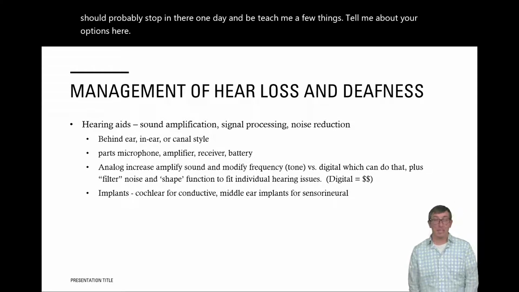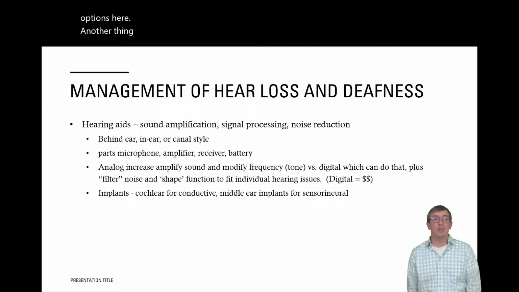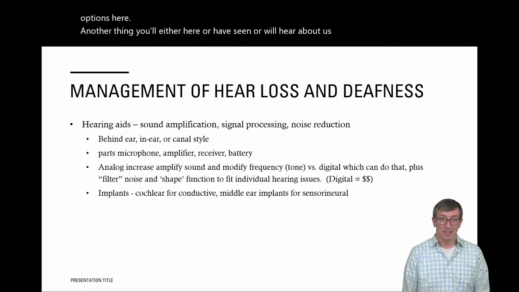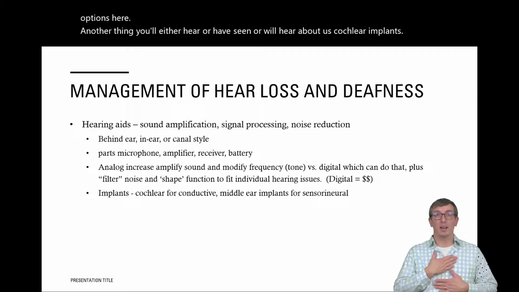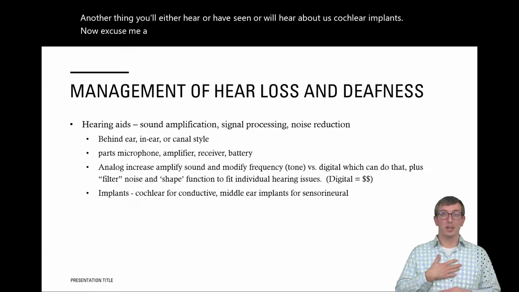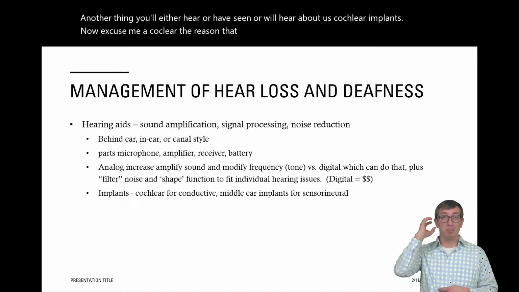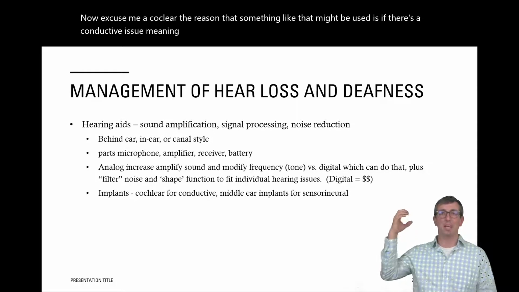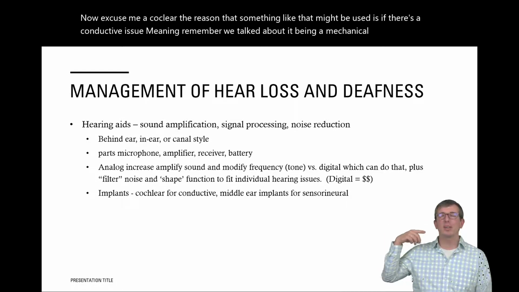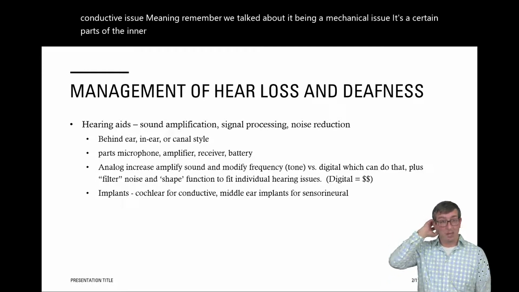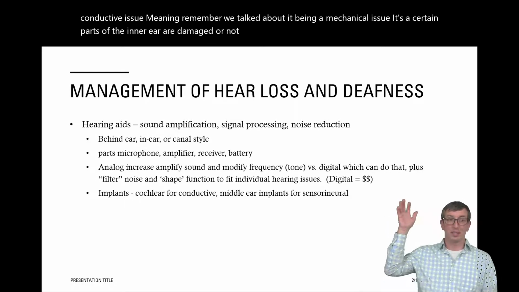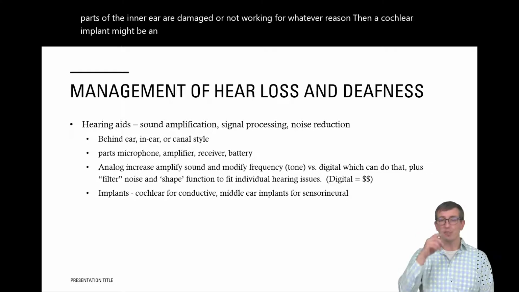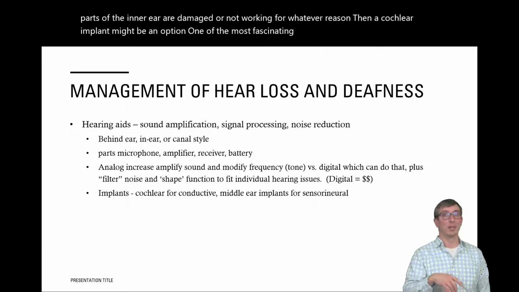Anyway, another thing you'll either hear or have seen or will hear about is cochlear implants. The reason that something like that might be used is if there's a conductive issue. Meaning, remember, we talked about it being a mechanical issue. If certain parts of the inner ear are damaged or not working for whatever reason, then a cochlear implant might be an option.